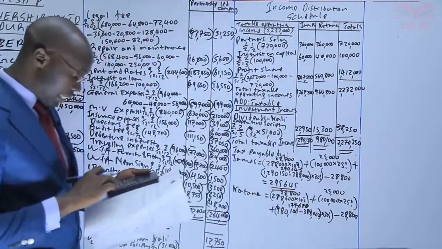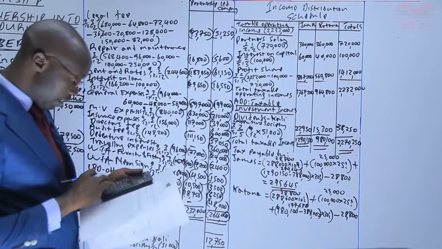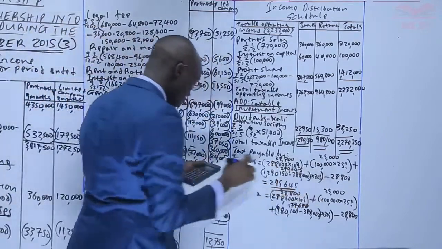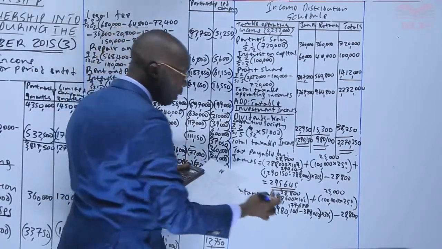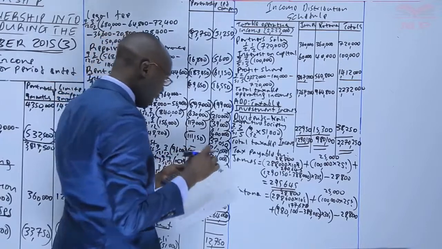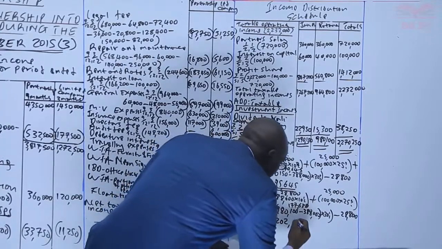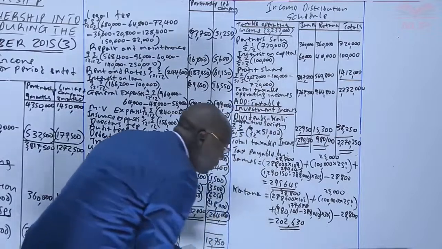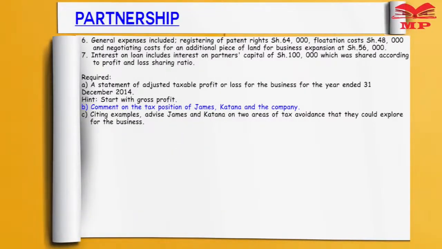Now we add those taxes. So that one plus 177,630 plus 28,800 plus the 25,000. That gives us 231,430 minus the personal relief, 28,800. That gave us 202,630. That is now the tax payable by Katana. But the question was not about James and Katana only; in required number two, it was the tax position of James, Katana, and the company.